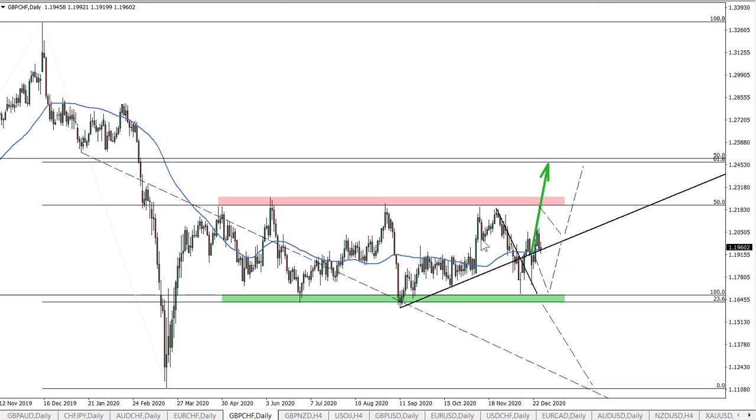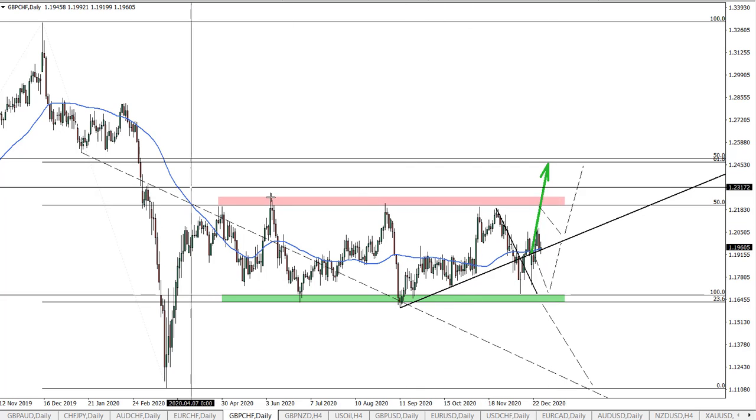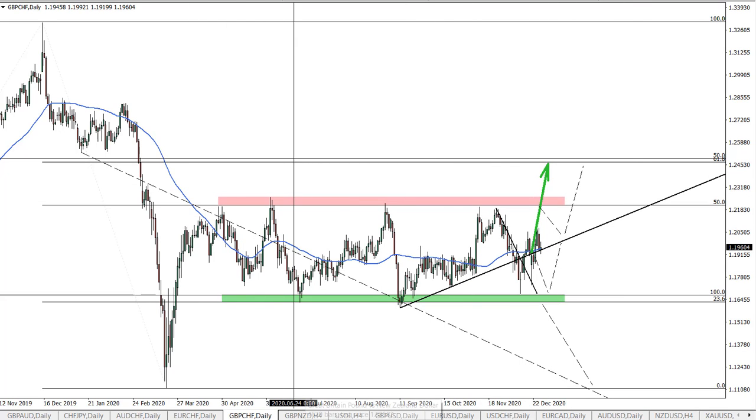The pound Swiss franc still consolidating along with the pound pairs, but at some point in time, I think there will be a big move up. So still waiting on some sort of price action.